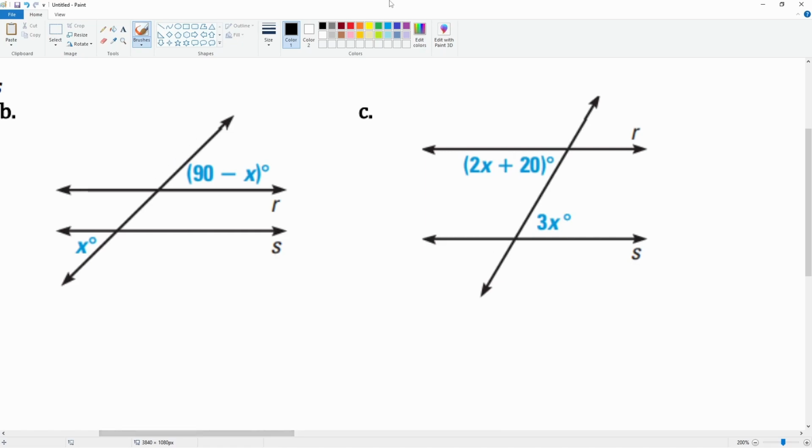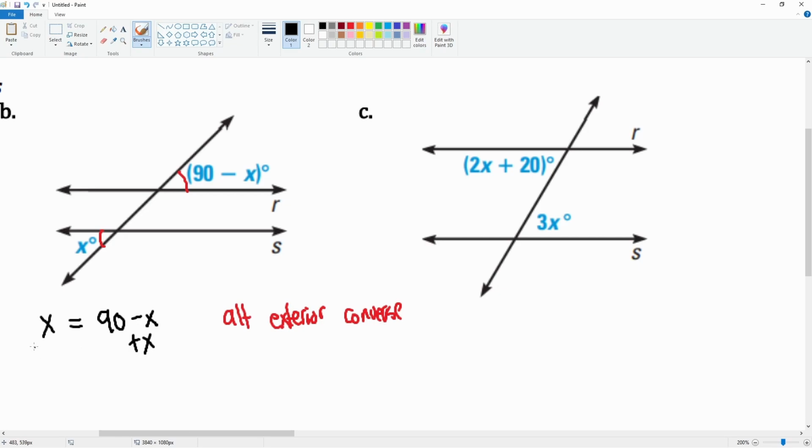Let's take a look at this one. Here's the angle here. Here's the angle here. They are both alternate exterior. They're both on the outside, and by the converse, we're trying to prove that they're parallel. That means that angle x has to be congruent, so equal to 90 minus x. If that is true, based on the alternate exterior angle converse, R is parallel to S.